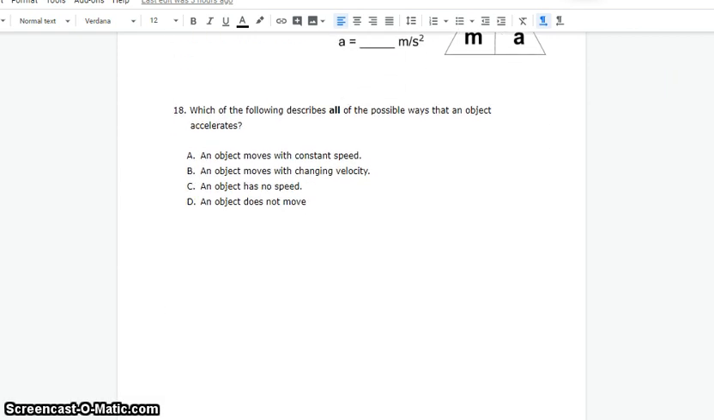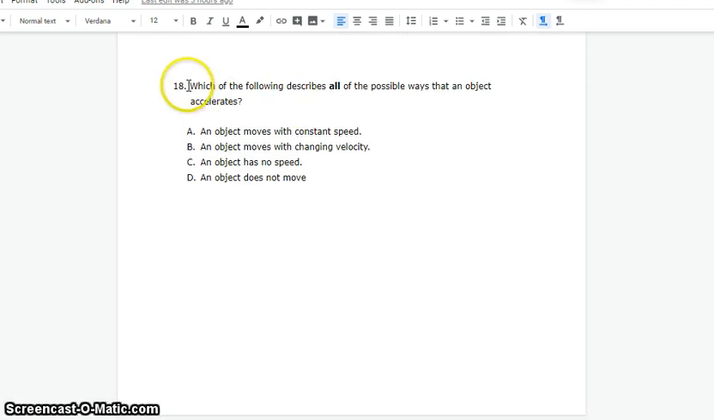Number 18. Which of the following describes all the possible ways that an object accelerates? Is it A, an object moves with constant speed. B, an object moves with changing velocity. C, an object has no speed. It's not D.